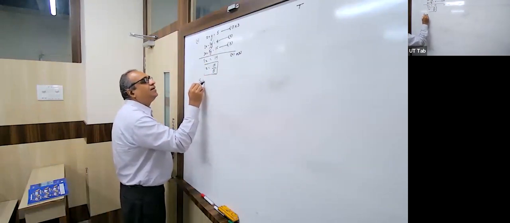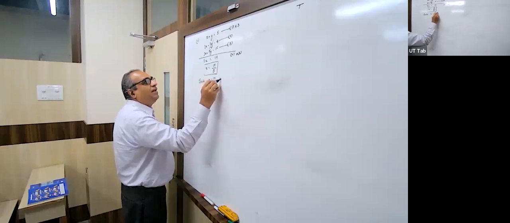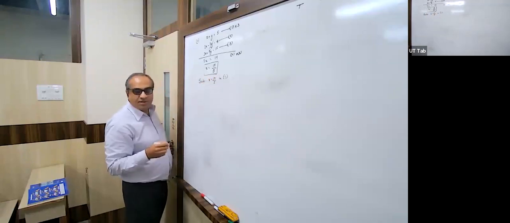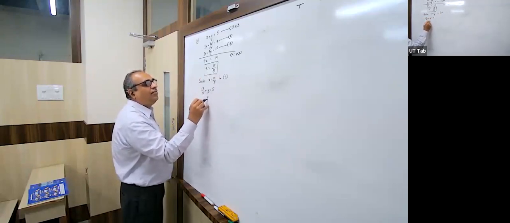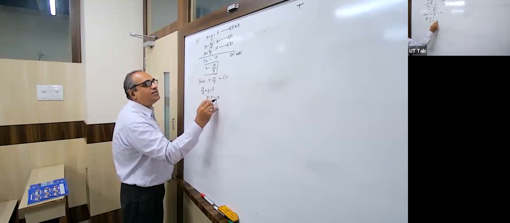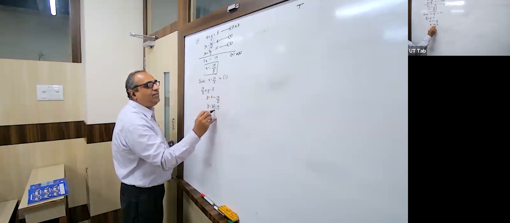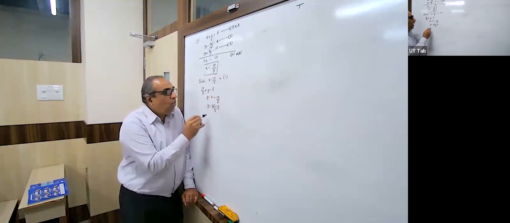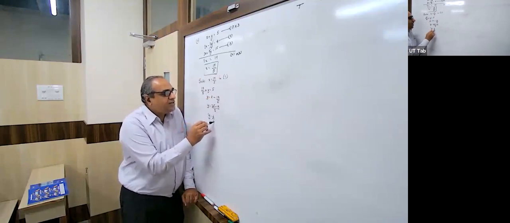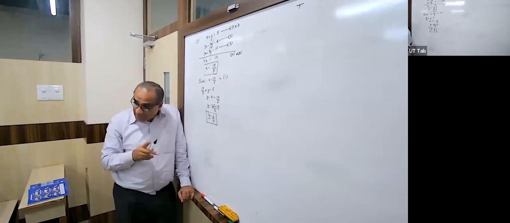Substituting x is 19 by 5 in equation 1, obviously that's the simplest one. 19 by 5 plus y is equal to 5. y is 5 minus 19 by 5. y is 25 minus 19 by 5, I'm taking the LCM here. y is 6 by 5. Did you get this too? Still you say yours is wrong.